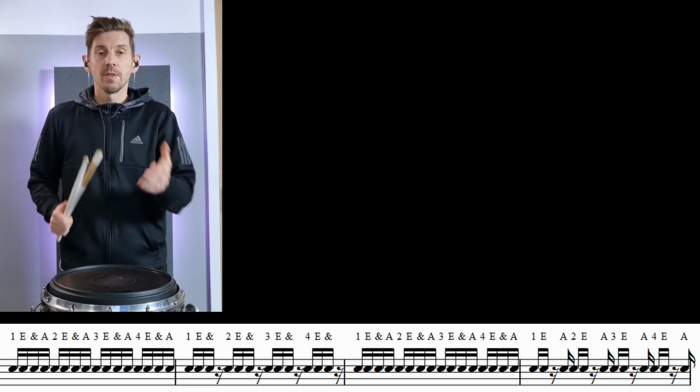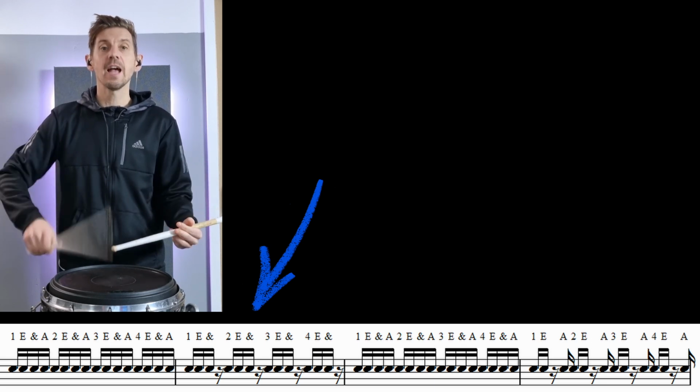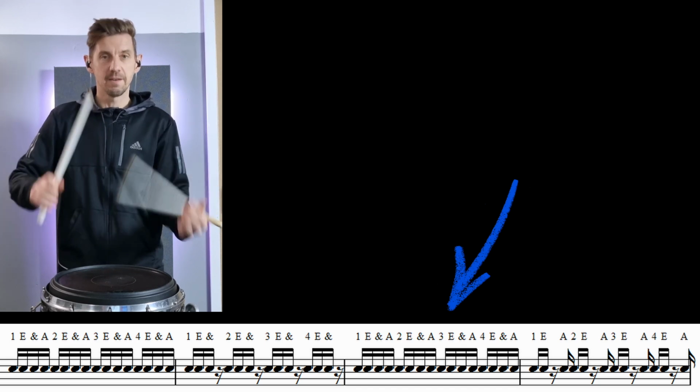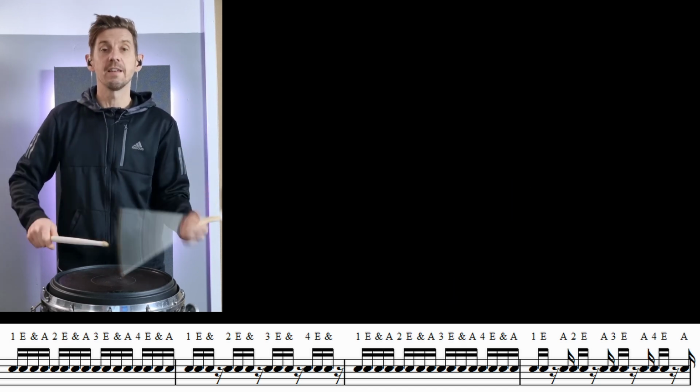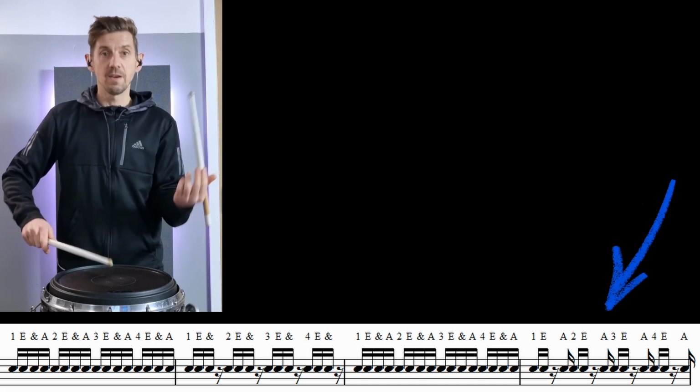Then we're going to play the first one where we've got 1 e and 2 e and 3 e and 4 e and then we're back to the check pattern. 1 e and 2 e and 3 e and 4 e and then we move it forward again. So 1 e, 2 e, 3 e, 4 e, and then continue all the way through. Best bet is I'm going to play it, you follow along, we'll have you playing this in no time.